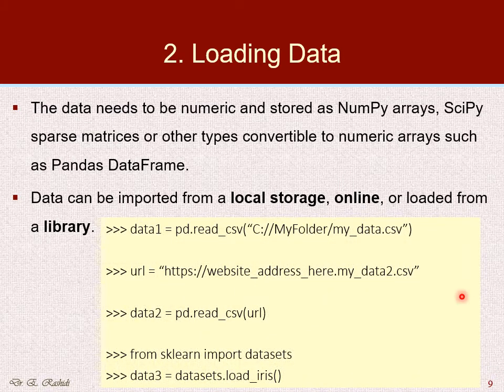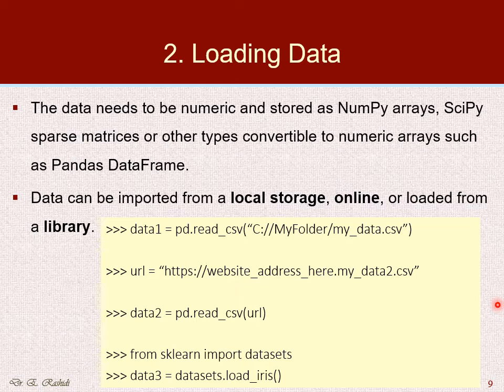If you have stored your data in a local storage, you can read it with the pandas read_csv command. So you need to put the address of the local storage and then the name of the file. It has to be a CSV file, and then read it into a Pandas data set here. If your data is within a website, then you can use the address and put it in a URL name, and then use read_csv to read the location where your data is stored online.